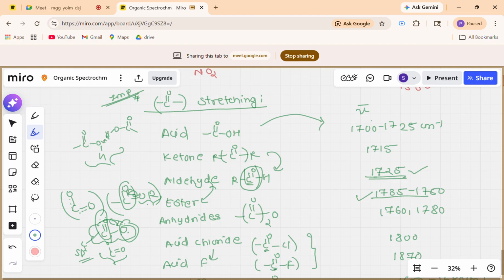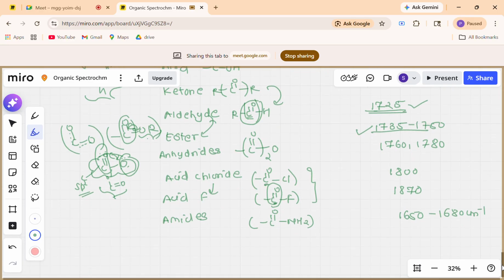And as you know, anhydride already has more than one carbonyl group, so that's why it has a higher stretching frequency. And here also it's clear that with increasing electronegative atoms, this carbonyl carbon is again becoming more and more electrophilic in nature, meaning this C double bond O bond has a high bond strength, and hence the corresponding values are also higher.